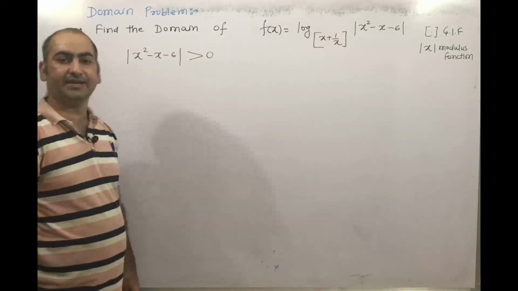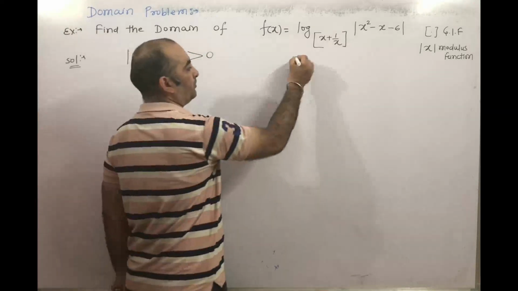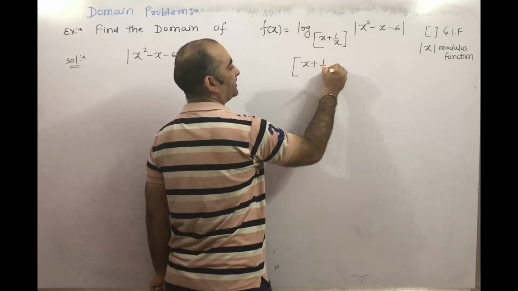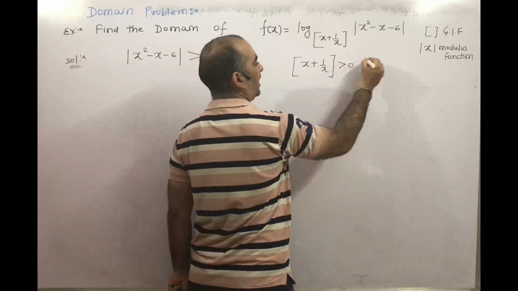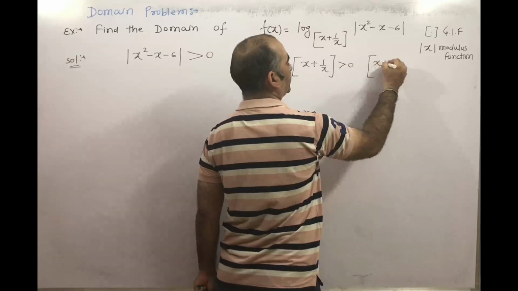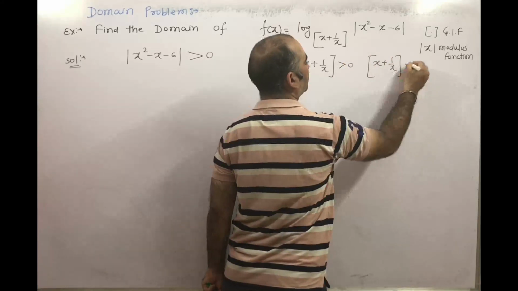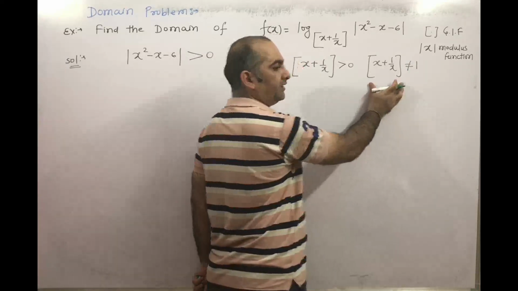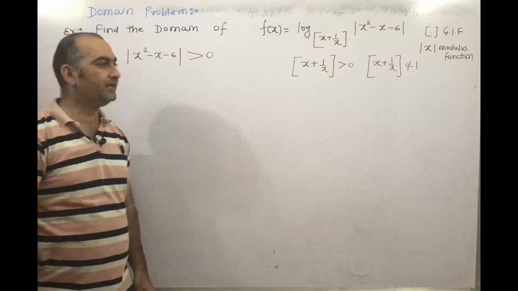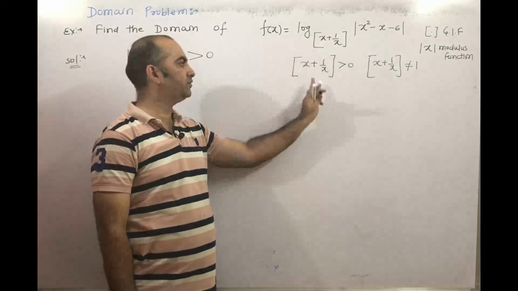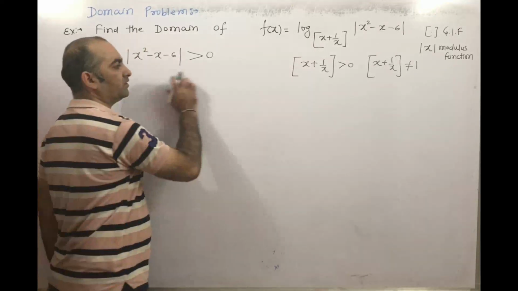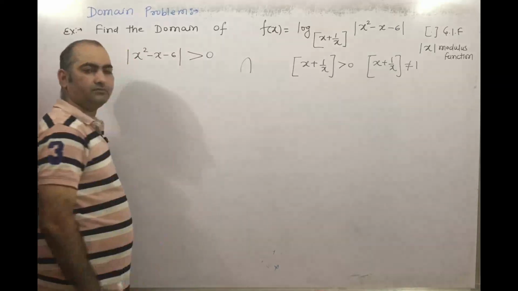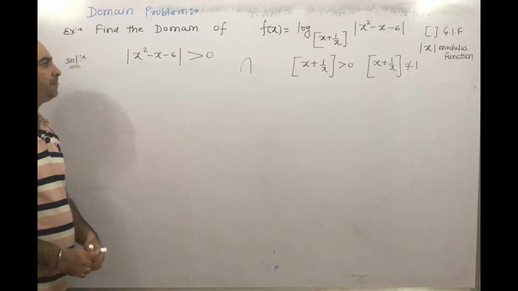Okay. And second thing, base should be defined. So base is defined if greatest integer of x plus 1 by x must be greater than 0 and not equal to 1. So base should be greater than 0 and base should not be 1. Then the logarithmic function is defined. So we have to solve this one. And in these two, what will you take, union or intersection? Intersection.